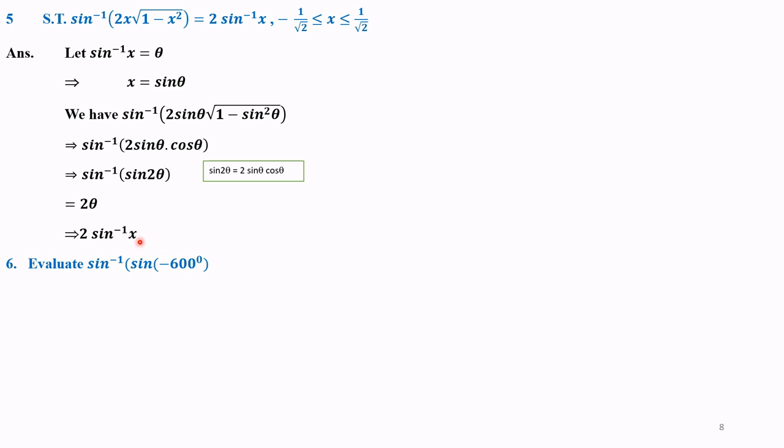Next problem, number 6. Evaluate sine inverse of sine of minus 600. Therefore, sine inverse of sine of minus 600.